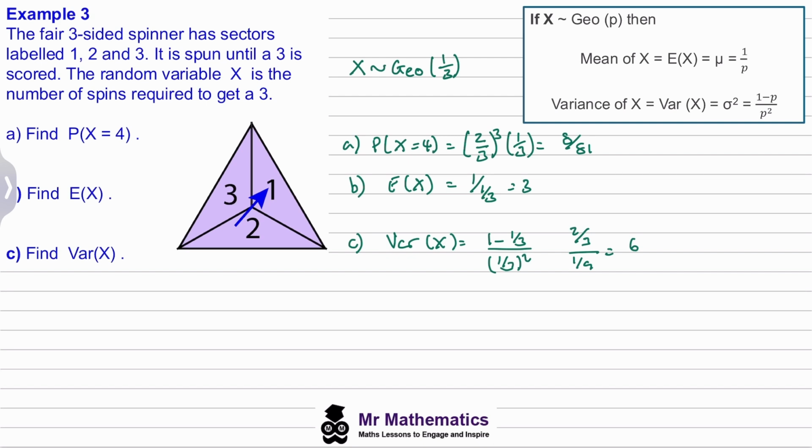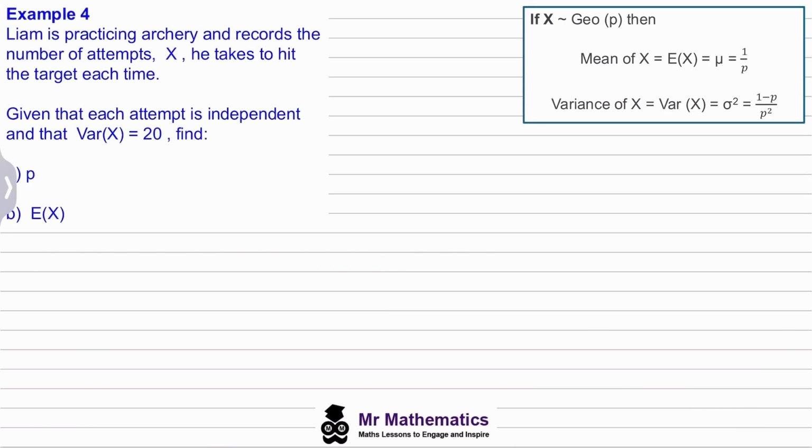Let's try our final question. For example 4, Liam is practicing archery and records the number of attempts X he takes to hit the target each time. Given that each attempt is independent and that the variance of X is 20, we're asked to find the probability of success and the expectation of X. So do you want to try this question yourself?